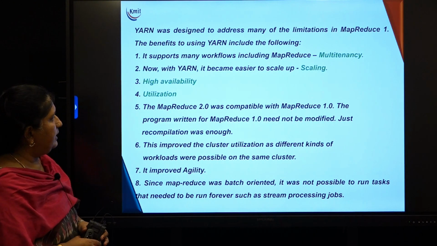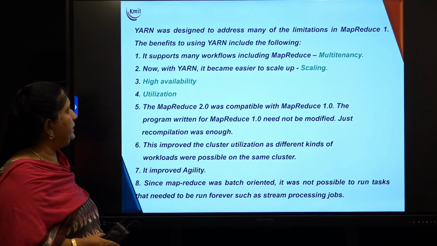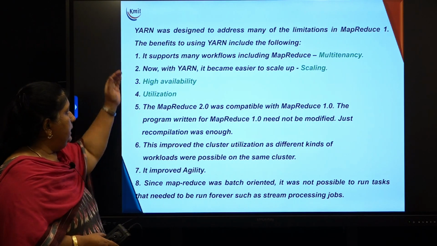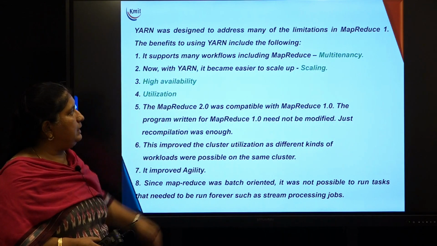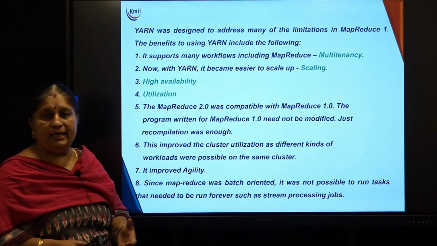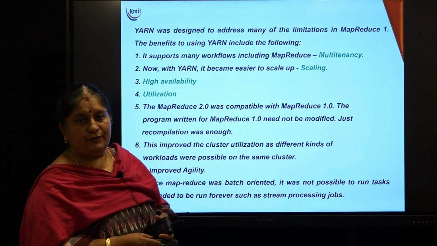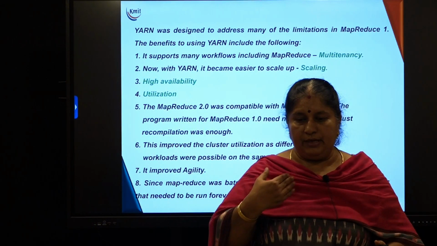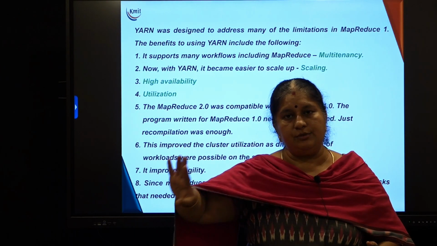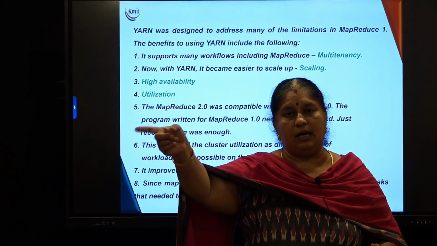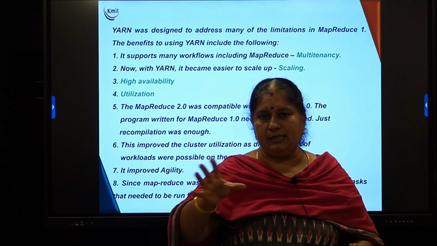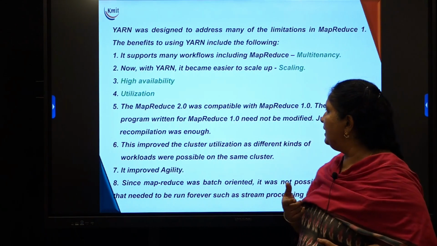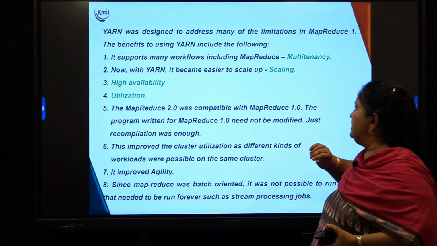So, Yarn was designed to address many limitations of MapReduce 1. What are the benefits of introducing Yarn here? It supports many workflows including MapReduce. We call it multi-tenancy. At the same instance of time, multiple applications can run simultaneously. Suppose one user is working with a mapper, another user's reducer can run, and another user can start with the driver, just as an example. So, multiple applications can be submitted at the same instance of time. We call it multi-tenancy.